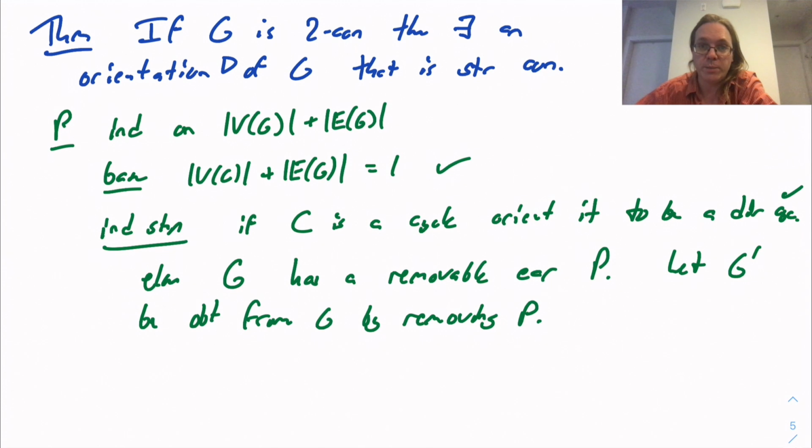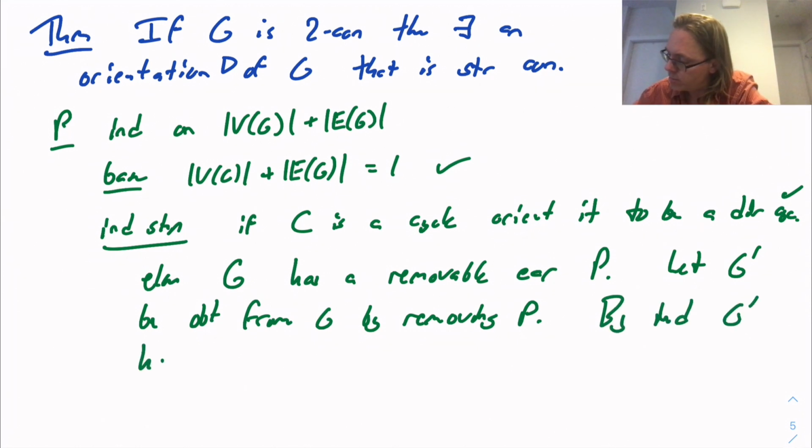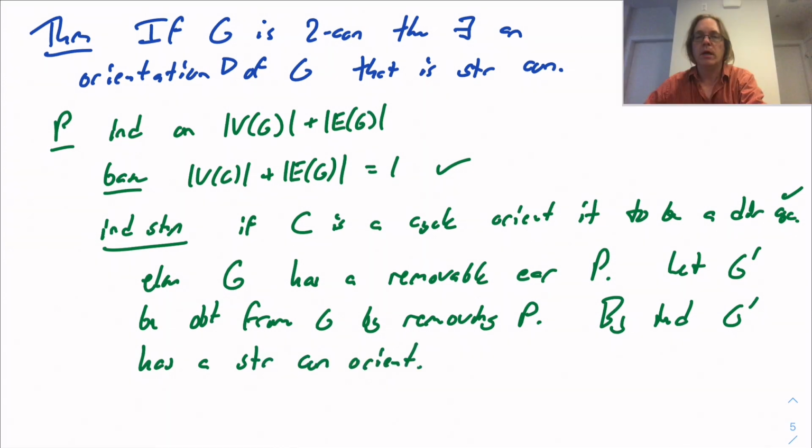So now G prime is a two-connected graph, and it has fewer edges plus vertices than the graph G. So by induction, G prime has a strongly connected orientation. Let's give that strongly connected orientation a name. Let's call that strongly connected orientation D prime.